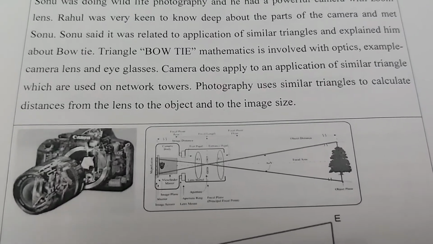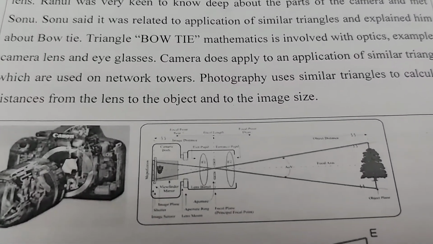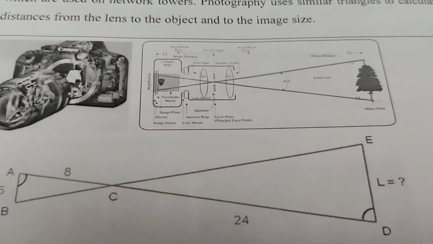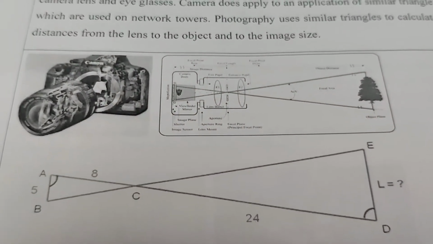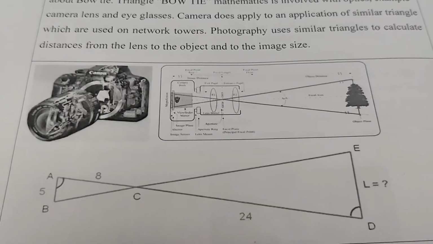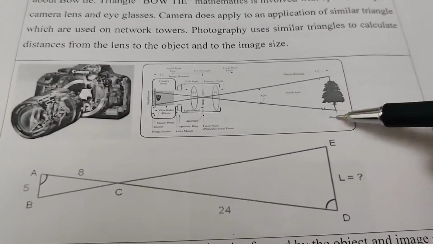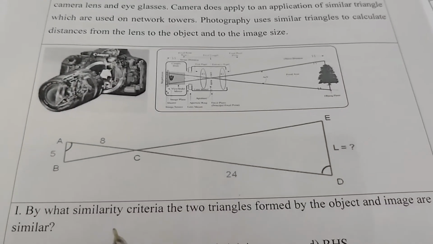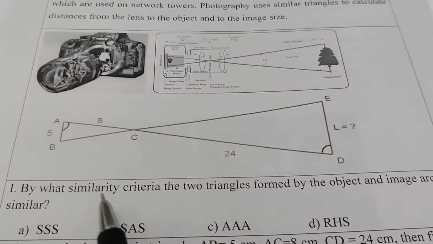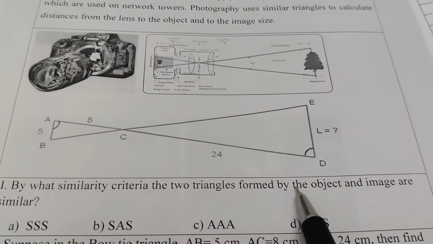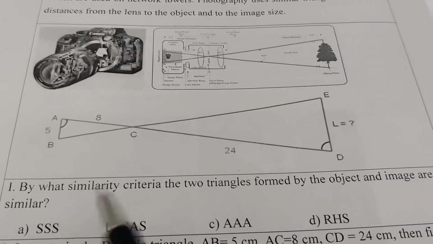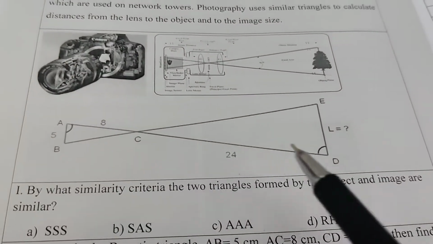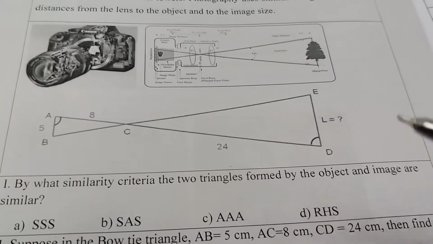This is the figure of a camera and these are the camera parts. Now the figure of the bow tie is this type of figure, similar to this. These are the two similar figures and two similar triangles. Now the question is: by which similarity criteria are the two triangles formed by the object and image similar? These are the two triangles ABC and triangle EDC.